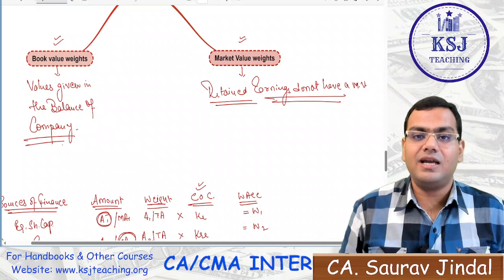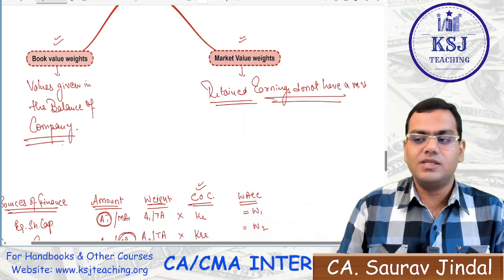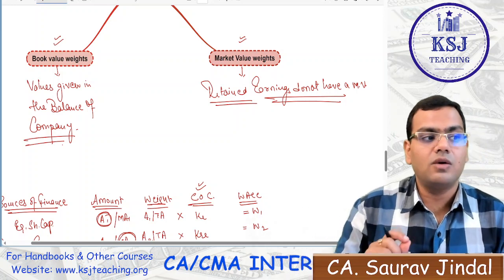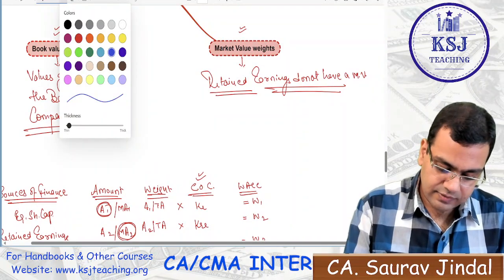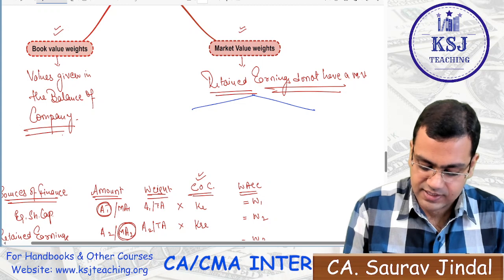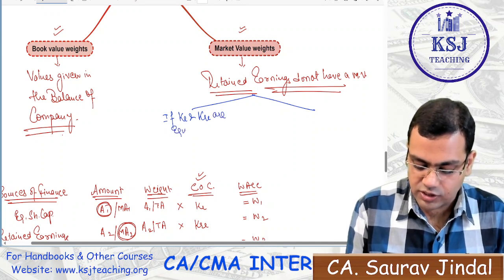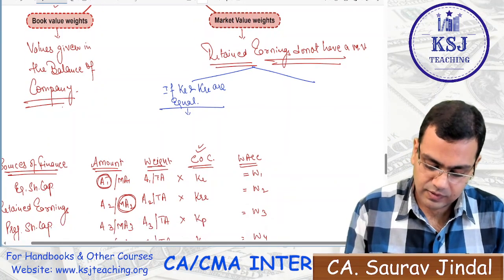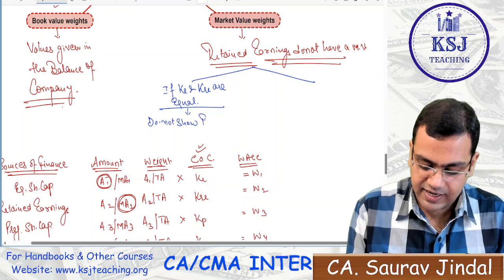Now, he says retained earnings belong to whom? The retained earnings belong to the equity shareholders. So he says the value of retained earnings is included in the market value of the equity shares. What is going to be the treatment? Two things. Listen to it carefully. If KE and KRE are equal, if cost of equity and cost of retained earnings are equal, then do not show retained earnings separately.